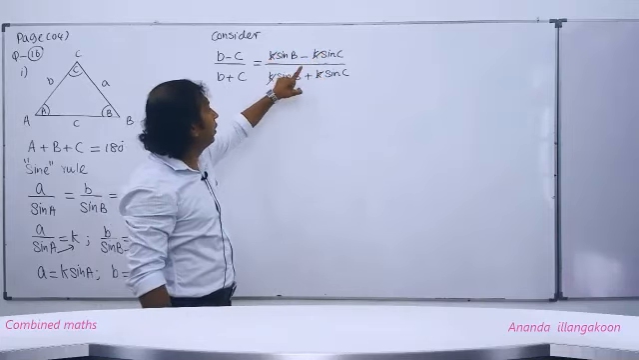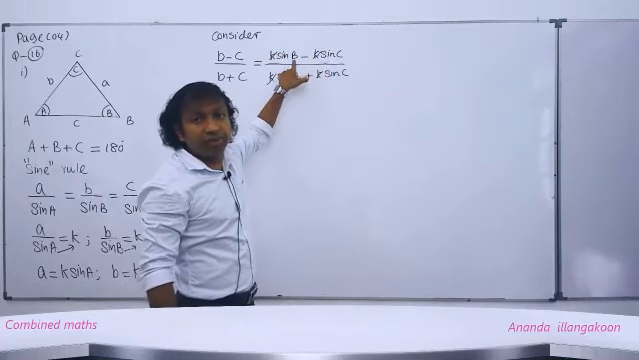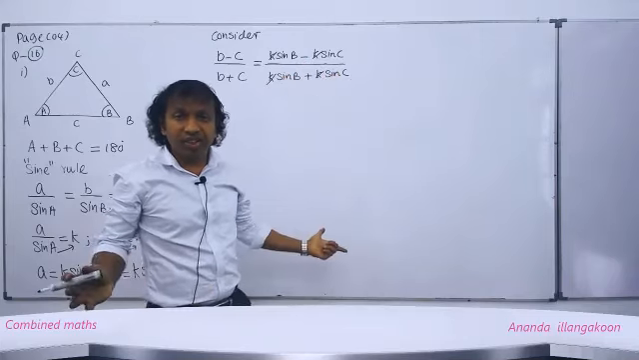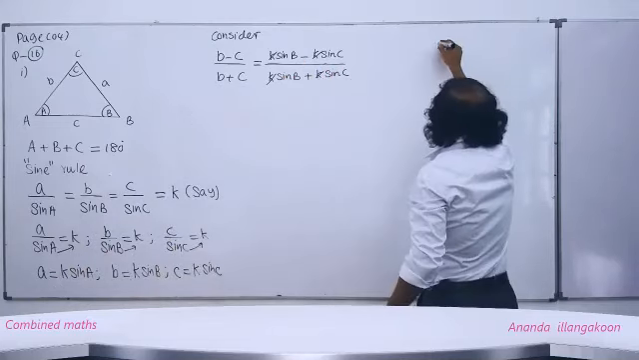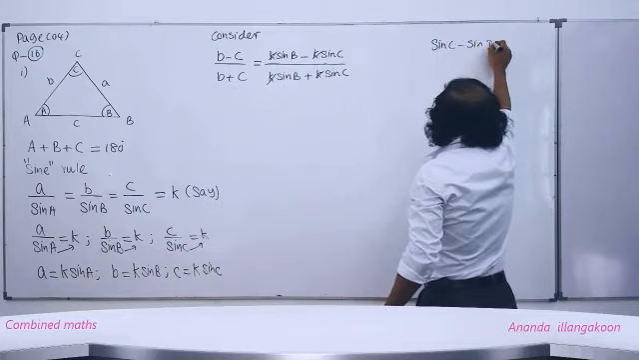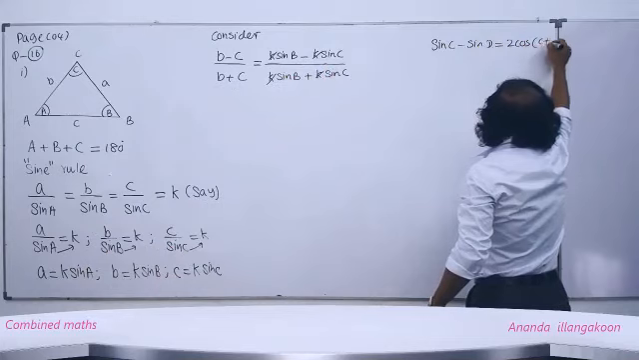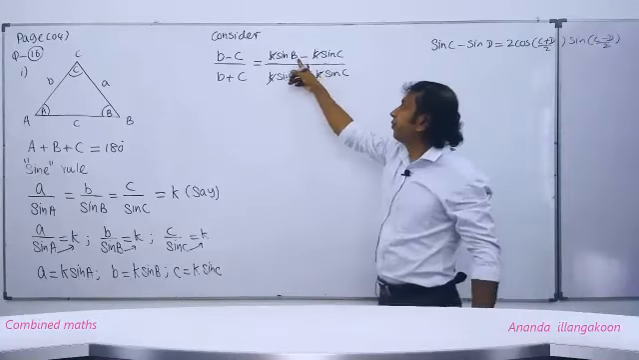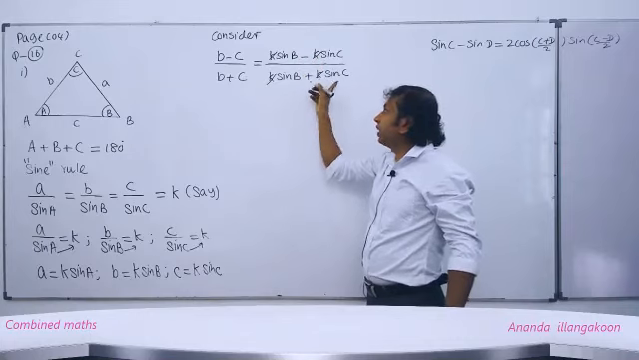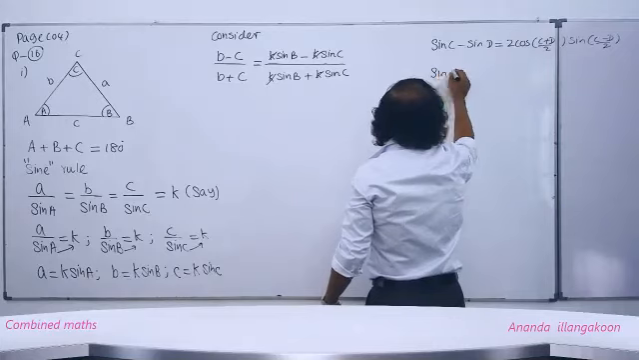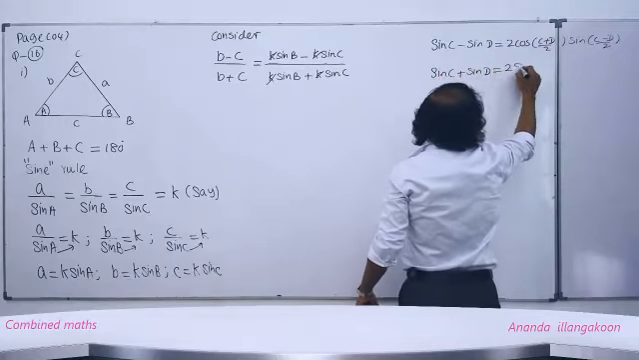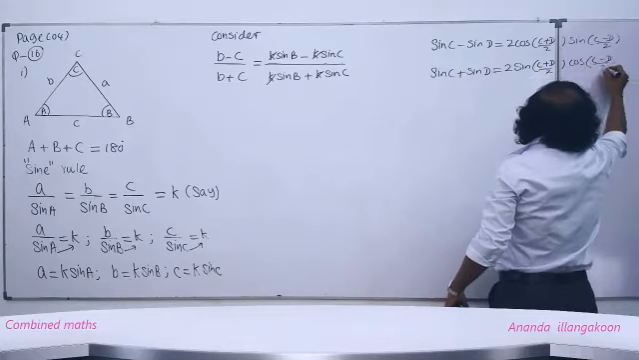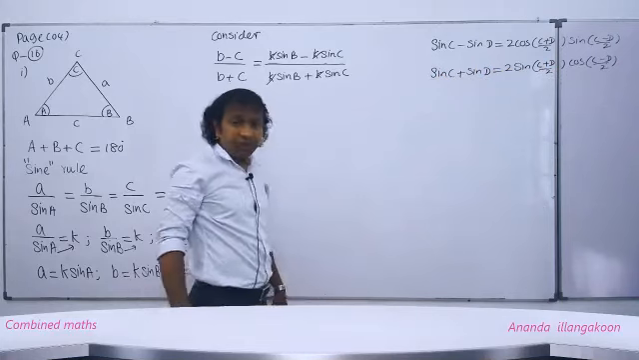Now what we have here is sine b minus sine c. Here we can apply the CD formula. This is like the sine c minus sine d formula. Can someone tell me what sine c minus sine d is? Sine c minus sine d is 2 cos((c plus d) by 2) sine((c minus d) by 2). And here, sine b plus sine c is like the sine c plus sine d formula. What is that? 2 sine((c plus d) by 2) cos((c minus d) by 2).